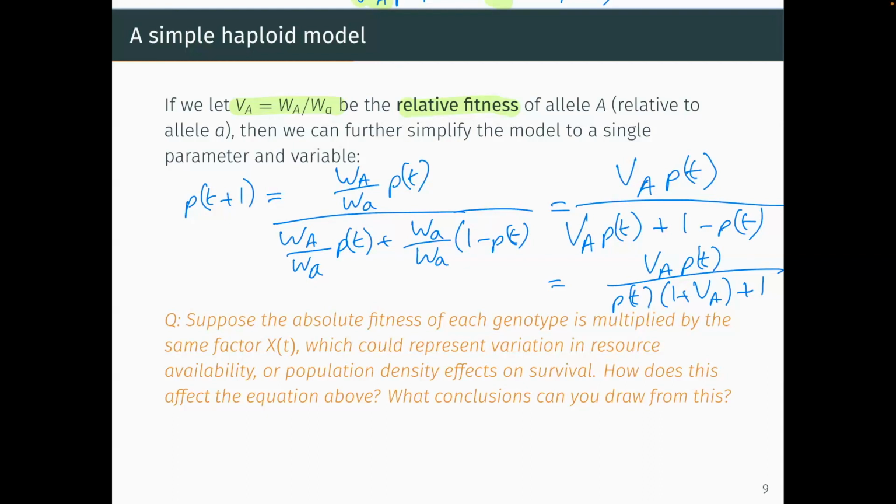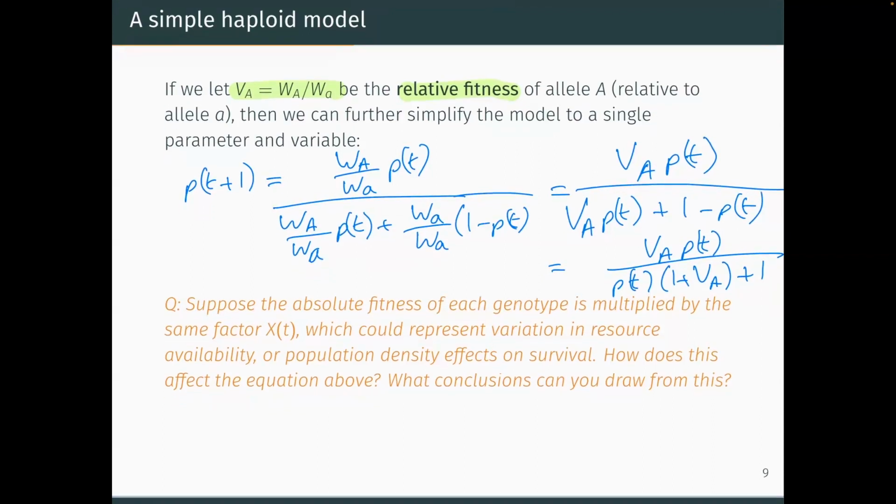Now, intuitively, we'd hope that if our allele capital A has a higher relative fitness, so V sub A is greater than 1, then it should increase in frequency, and it should decrease in frequency if it is less fit, right? That's kind of what we understand by the concept of fitness. Things that are fitter should perform better, so they should spread within a population over time, and things that are less fit should decrease in frequency.